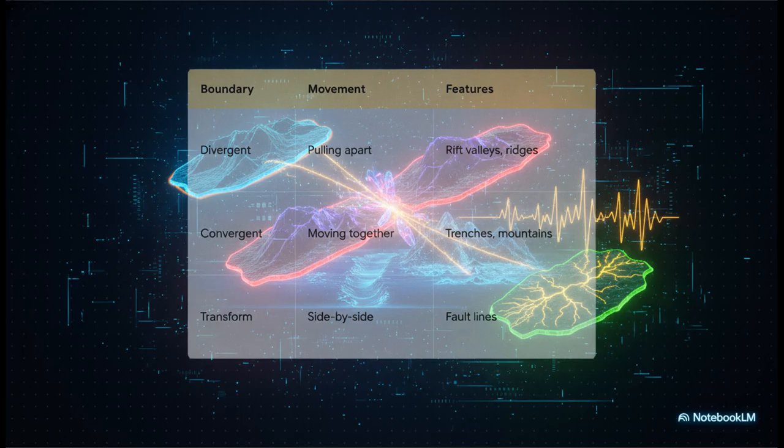First, you have divergent boundaries, where plates pull apart, creating rift valleys and mid-ocean ridges. Second are convergent boundaries, where plates crash together, generating deep ocean trenches, heavy earthquake zones, and massive mountains. And third, transform boundaries, where plates just grind side by side, creating some really intense fault lines. Each type of movement results in radically different, totally distinct topography.